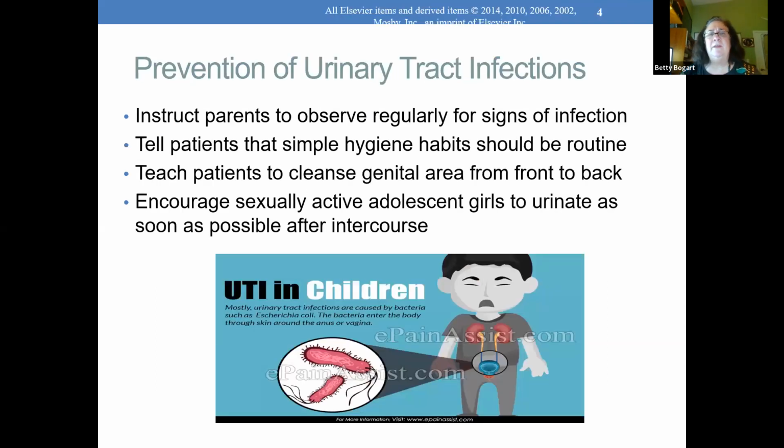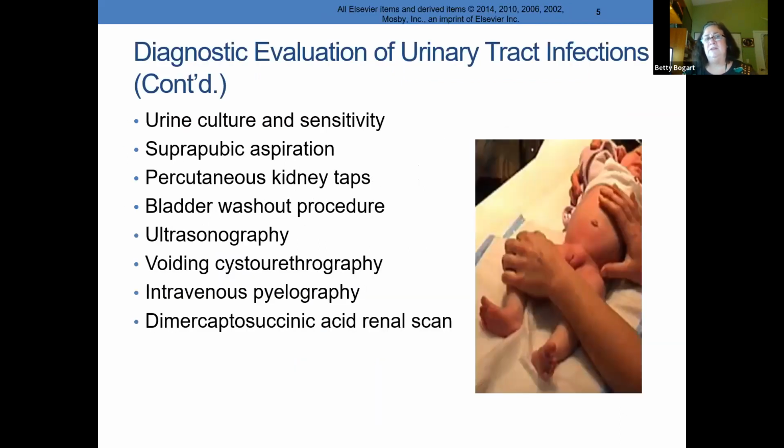Some of the things that we need to teach our parents, especially of the younger children, is to clean front to back. As simple as that can be one of the biggest things that we can teach them. And of course, washing hands. They also say for adolescents who are sexually active and getting more urinary tract infections, we need to teach them to urinate as soon after intercourse as possible. That has been shown to decrease the number of urinary tract infections.